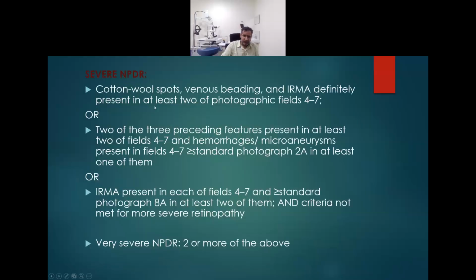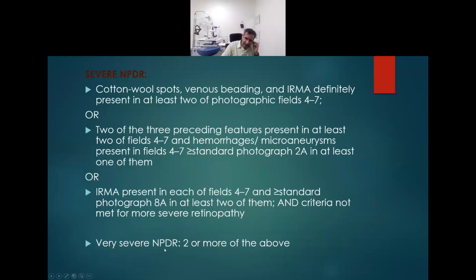Severe NPDR was cotton wool spots, venous beading, and IRMA, definitely present in at least two of the photographs of fields 4 to 7, or two of the three preceding features present in at least two of the fields 4 to 7, and hemorrhages present in the fields 4 to 7 more than standard photograph 2A in at least one of them, or IRMA present in each of the fields 4 to 7 and more than standard photograph 8A in at least two of them, and the criteria not met for more severe retinopathy.